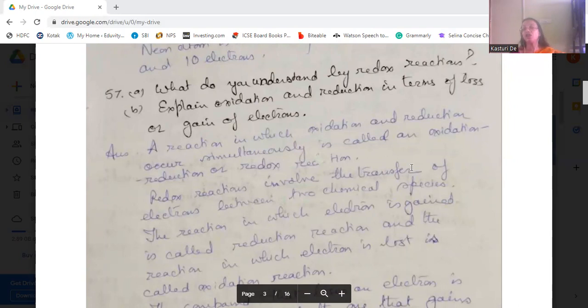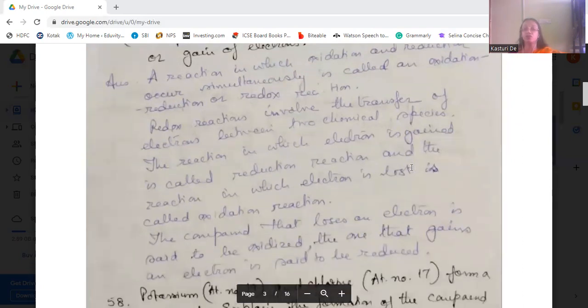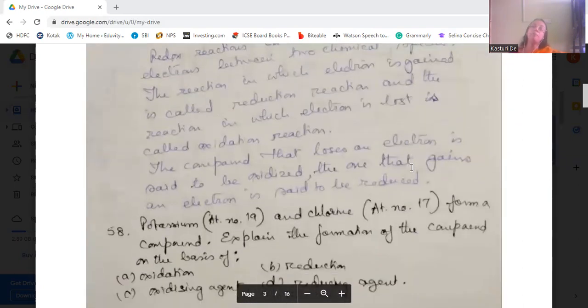Now, the reaction in which electron is gained, when electron is gained, then it is a reduction process. It's a reduction reaction. And when electron is lost, then it is an oxidation process. Now, the atom which loses an electron, not a compound, but an atom which loses an electron is said to be oxidized. An atom which gains an electron is said to be reduced.